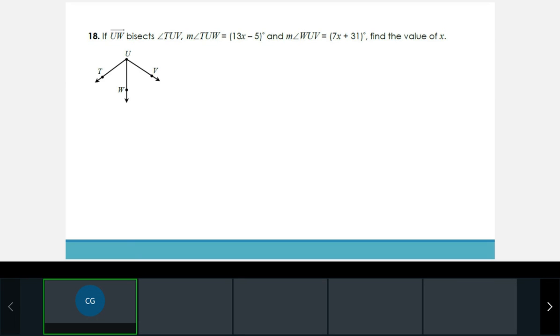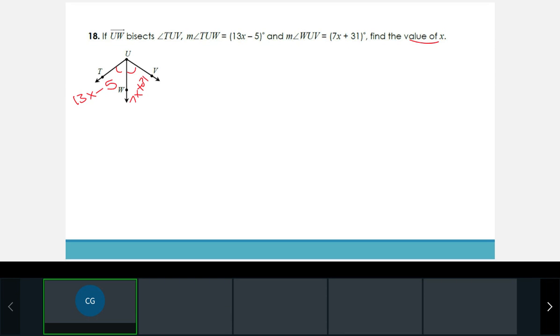All right, so bisect means two equal parts. So TUV is being cut into two equal parts, so those two angles have to be the same. The measure of TUW is 13x minus 5. So I find T, I find U, I find W. That's 13x minus 5. And the measure of WUV is 7x plus 31. Find the value of x.